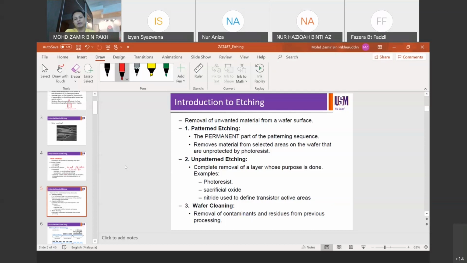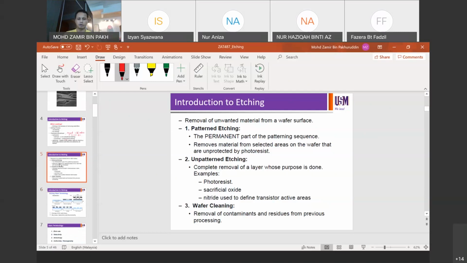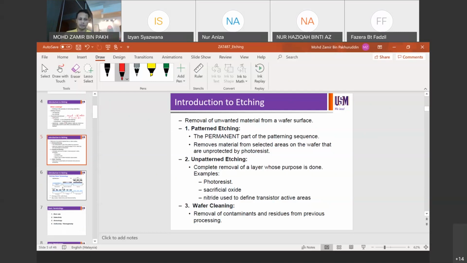Then wafer cleaning is also one of the examples of etching process, because in order to clean your surface, you have to etch some parts of the surface, right? According to the materials that you want to remove, especially when you talk about contaminants or residues from previous processes.